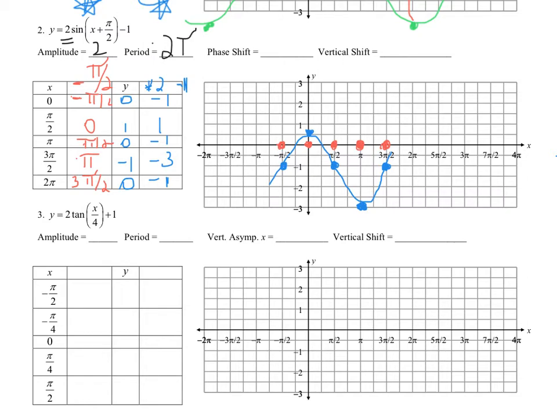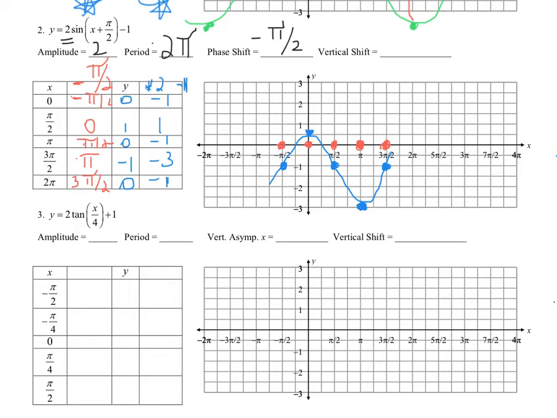And I didn't have any stretches or compressions inside my parentheses, so my period is still going to be 2 pi. This time I had a phase shift though. And the phase shift here was this, the pi over 2. So this says plus pi over 2, but really what happens is we end up going to the left, pi over 2. So our phase shift then is going to be left pi over 2, or negative pi over 2. So we're going to write that in.